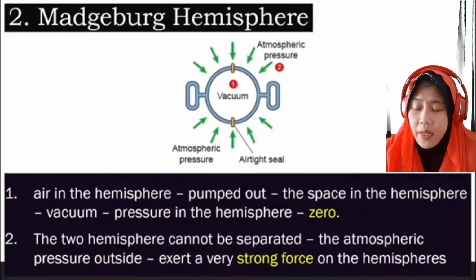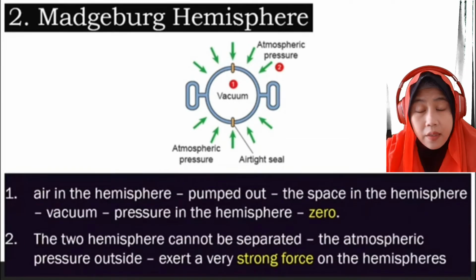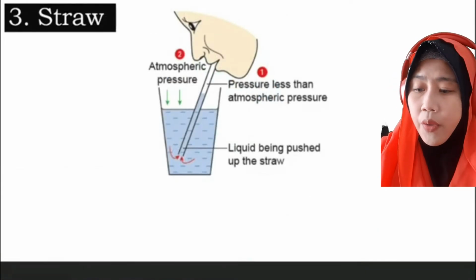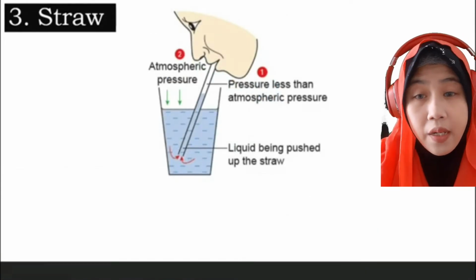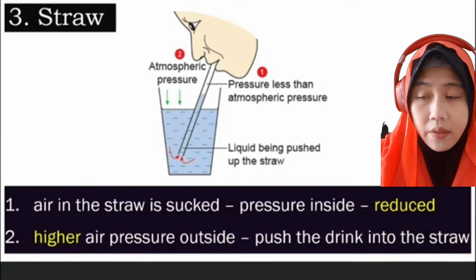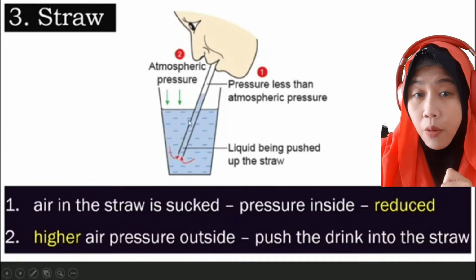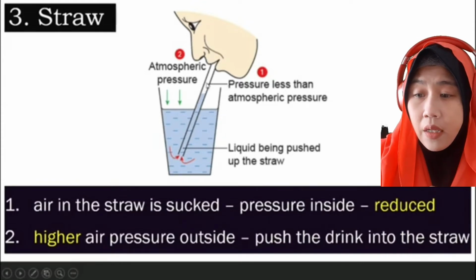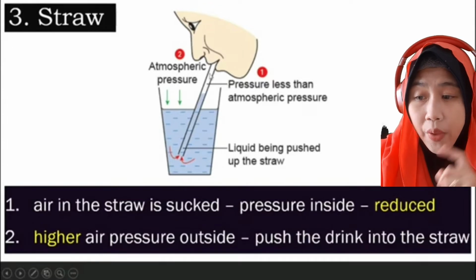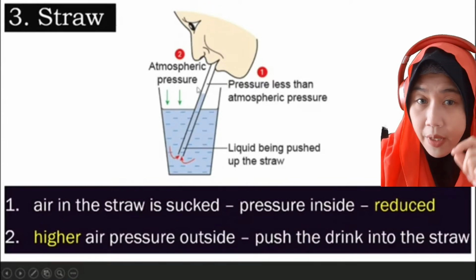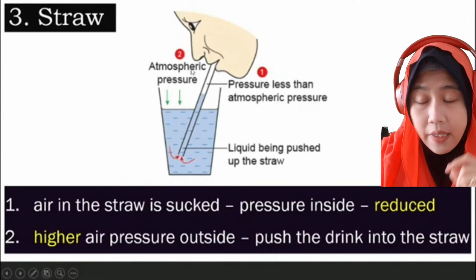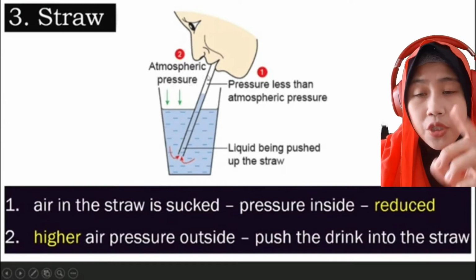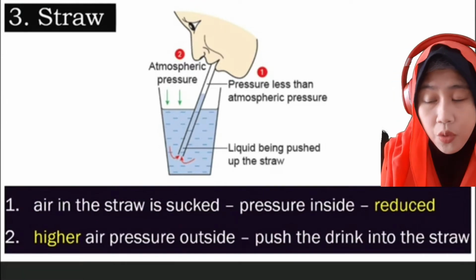Now let's look at the third example. That is the straw. When you try to drink, as you suck the air to your mouth, what happened? You will create low pressure inside the straw. So when it is low pressure inside the straw, can you imagine that the pressure outside, that is atmospheric pressure, will become stronger. So what happened? It will push the water into the straw.